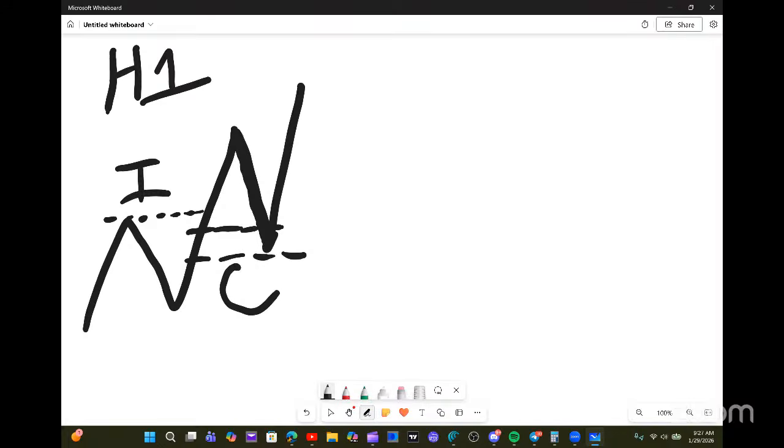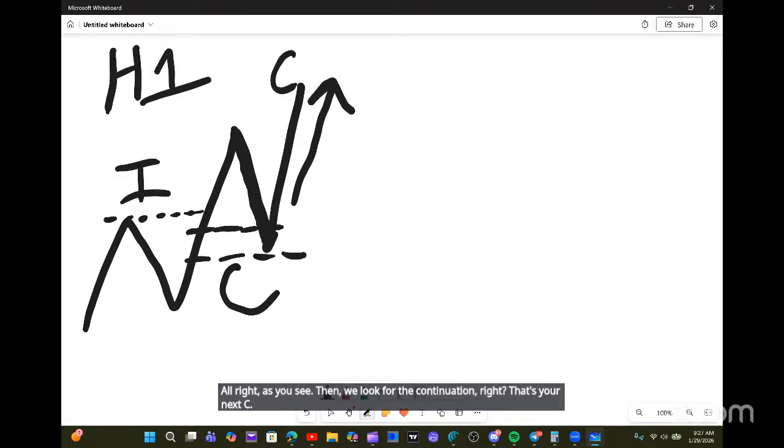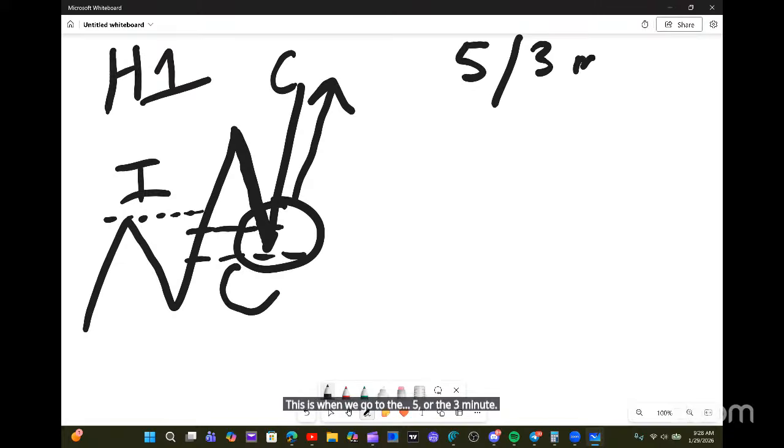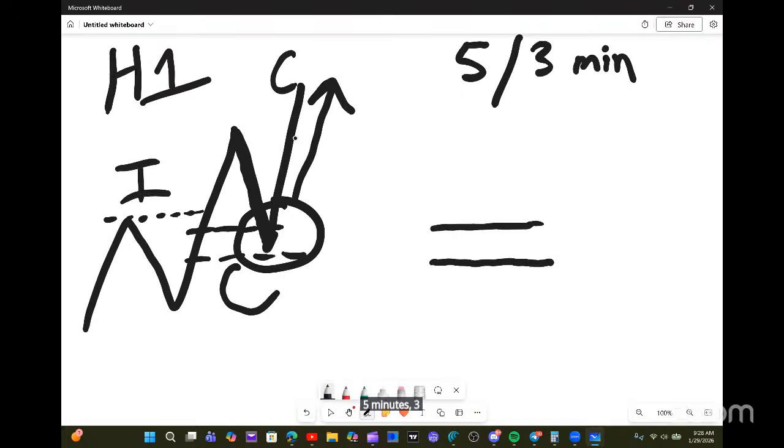Then we look for the continuation, right? That's your next C. All right. So the entry is going to come somewhere in here. This is when we go to the 5 or the 3 minute time frame. All right. So let's say this is our fair value gap, right? On the 5 minute, 3 minute. This is the entry model.